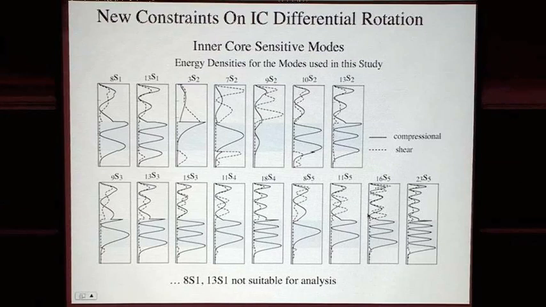One of the things that we wanted to do: in 1996, there were two sets of body wave studies that had this spectacular result that the inner core is rotating a little faster than the rest of the planet. And we thought, well, if you can do this with body waves, maybe free oscillations are a more robust way to look at this problem.